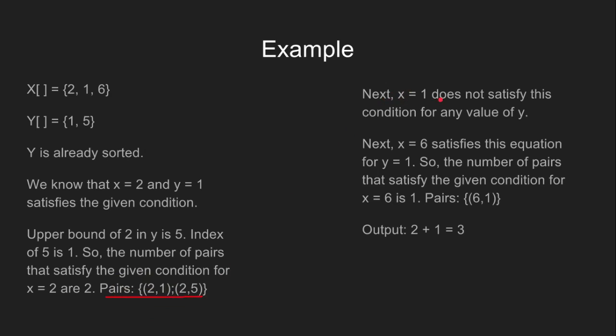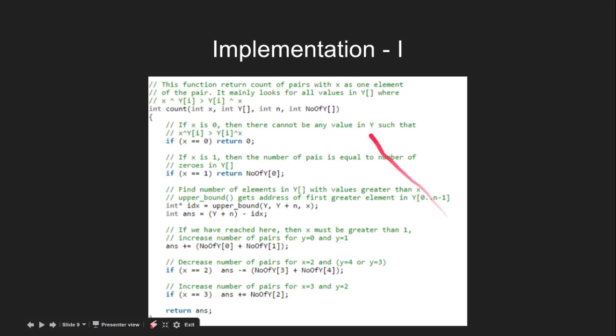Next, x equal to 1 does not satisfy this condition for any value of y. Next, x equal to 6 satisfies this condition for y equal to 1. So the number of pairs that satisfy the given condition for x equal to 6 is 1. The pair is 6, 1. So the output is 2 plus 1 equal to 3.